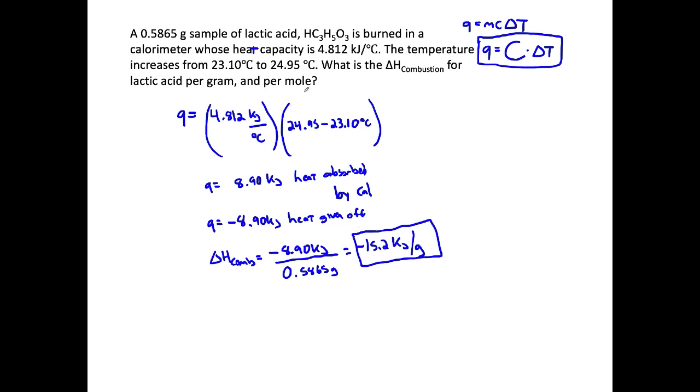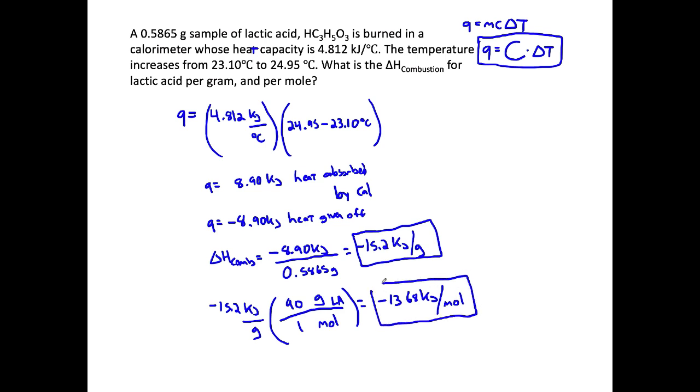It also wanted it per mole. So I can take the negative 15.2 kilojoules per gram, and if I want to convert to moles, grams is on the bottom, so I need to have grams on the top, moles on the bottom. I calculate the molar mass. In 1 mole, there is 90 grams of lactic acid. So this is going to be negative 1,368 kilojoules per mole. And so these are the two values that I'm going to report here.